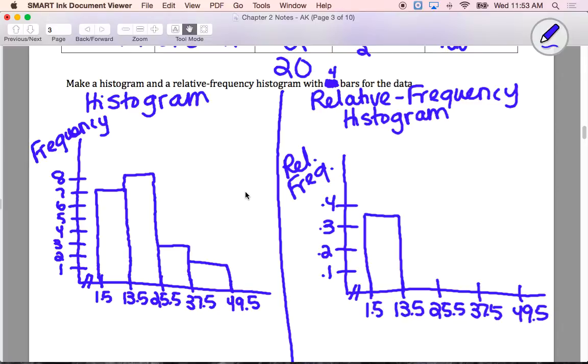In my next group, we go up to 0.4. And the next one we have 0.15. And then our last one's 0.1. So you can see these are very similar in their pictures, just one is frequency and one is relative frequency.